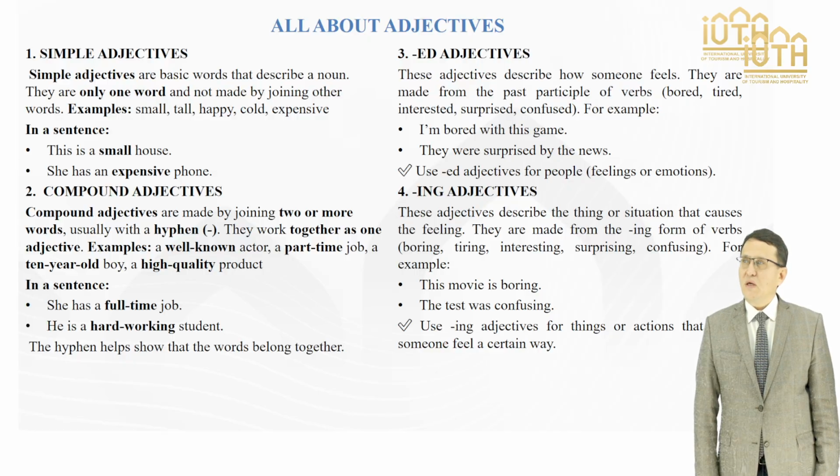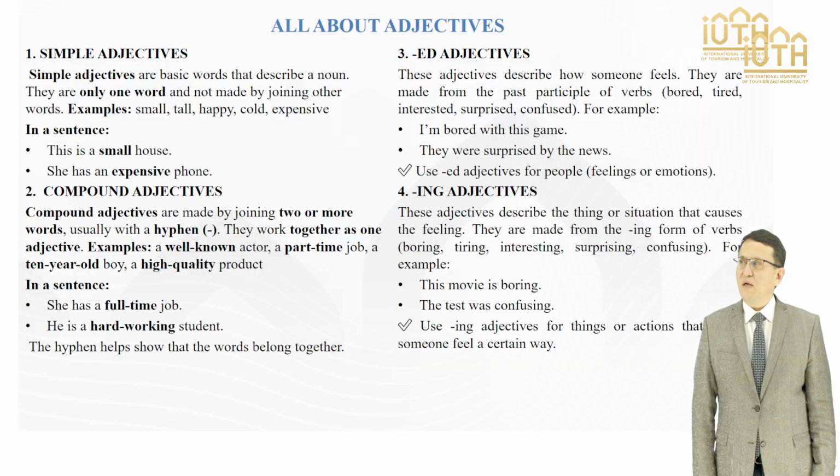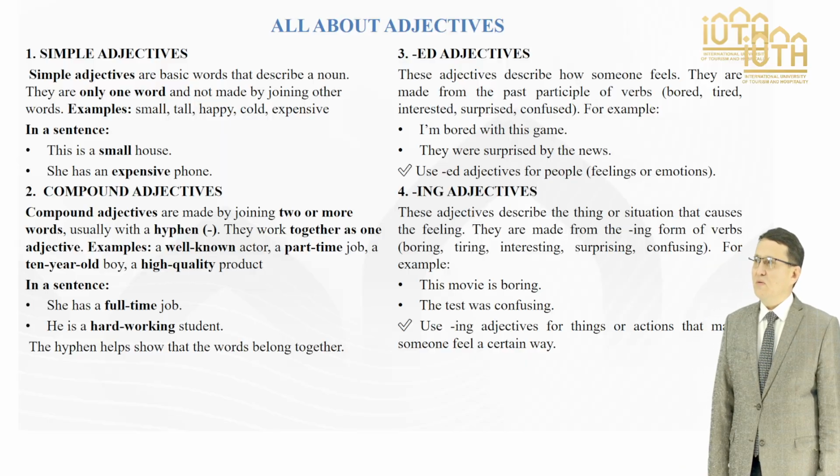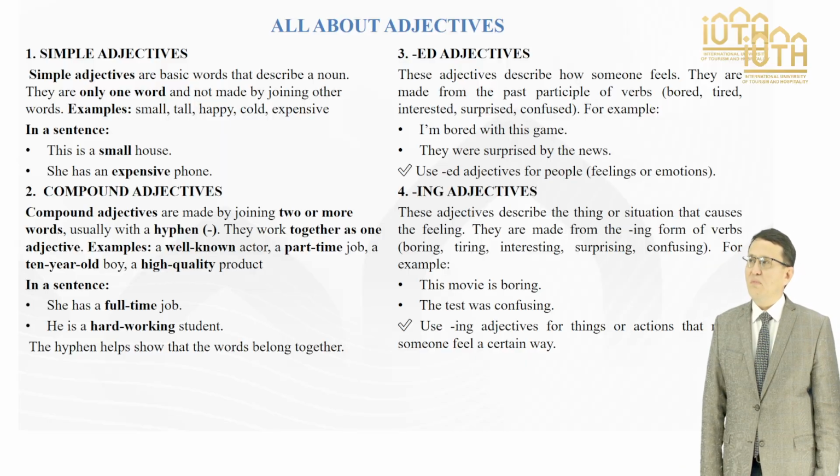So, students, we will discuss that today's grammar theme is adjectives. So we have simple adjectives. Simple adjectives are basic words that describe a noun. They are only one word and not made by joining other words. Examples: small, tall, happy, cold, expensive.